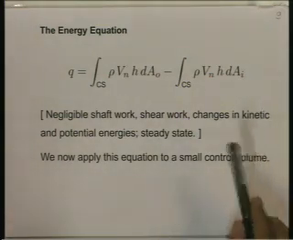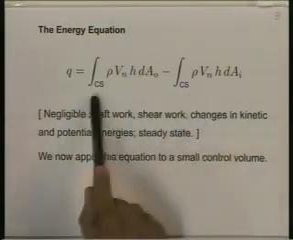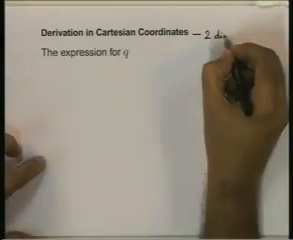Now our aim is to finally derive a differential equation for forced convection, just the way we derived earlier a differential equation for conduction. We do that by applying this equation to a small control volume. First, we will apply it to a control volume and model the Q term. Next, we will model the enthalpy outflow and inflow terms. To obtain an expression for Q, let us consider Cartesian coordinates, and let us also consider a two-dimensional situation.